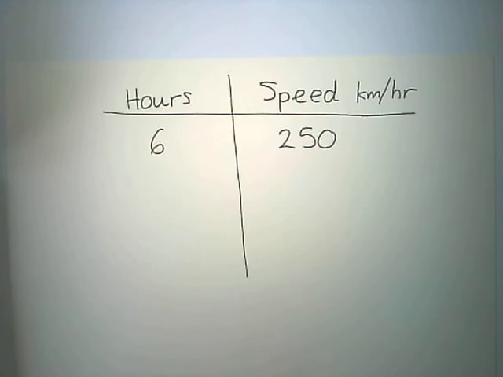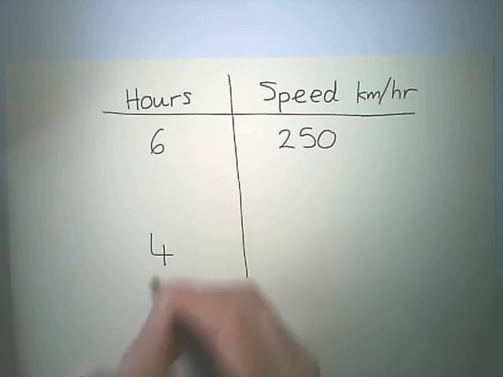Moving on to a second example. This is talking about an aeroplane travelling at a speed of 250 kilometers per hour, and it takes 6 hours to complete its journey. So how fast would it have to go if it wanted to complete its journey in 4 hours? I'll put the number 4 down here. Obviously, if it's going to do it in a shorter time, it's going to have to go faster. So the speed's going to have to be increased.